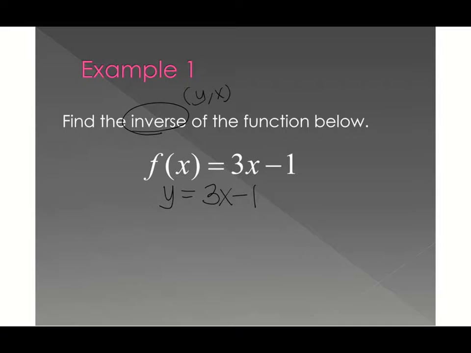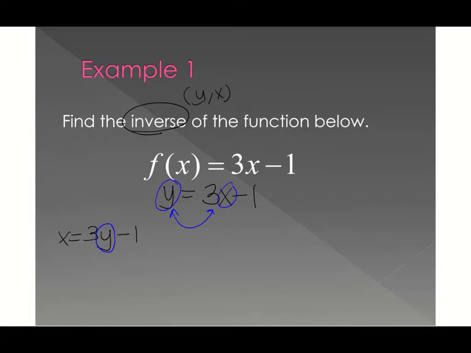So we need to switch our y and our x value. So if I take my y and my x and I switch them, then I'm going to be able to solve to find the equation of my inverse. So when I switch x and y, I have x equals 3y minus 1. Well, if I'm writing an equation, I need y equals. So I'm going to solve using inverses to find what y equals. So my goal here now is to solve for y.